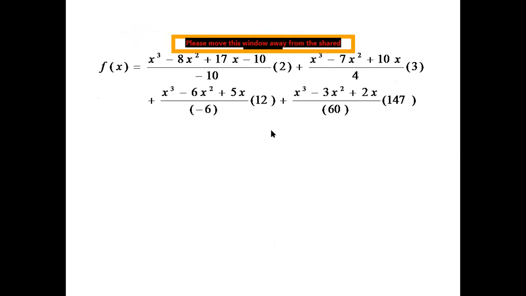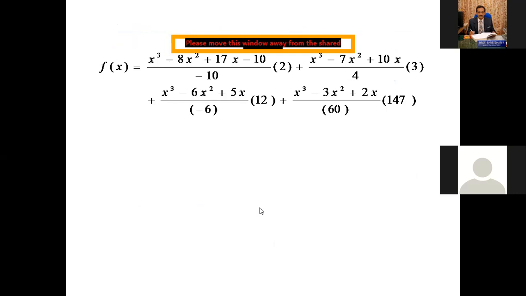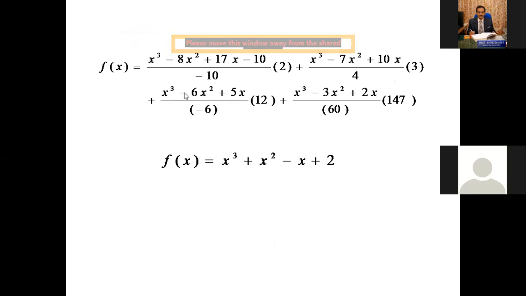So you compare with the previous problem and write it. It's already simplified. Then just add it. On simplification, we see that this will be x cubed plus x squared minus x plus 2. But how to add it here? In the previous case, all this constant cancelled, easily got it. But here, it won't cancel.